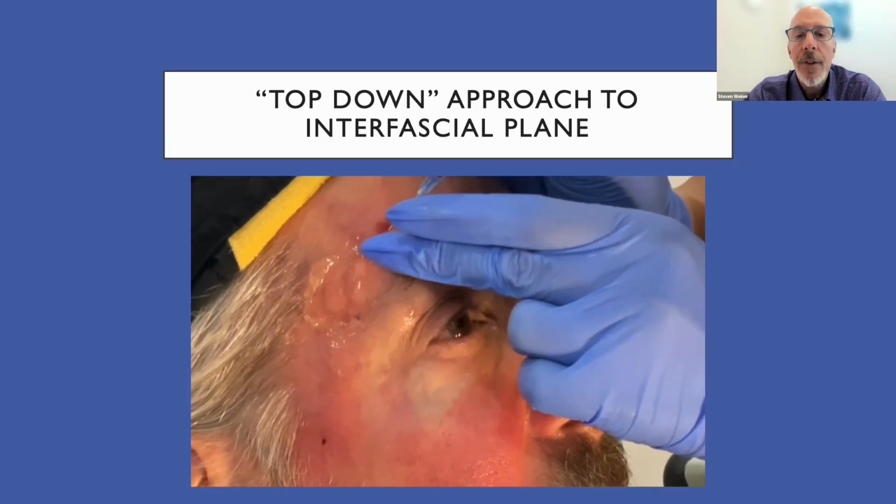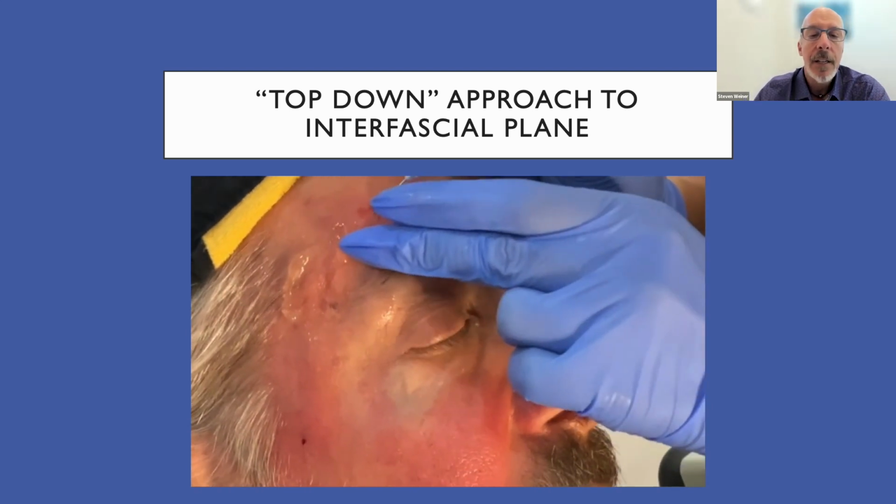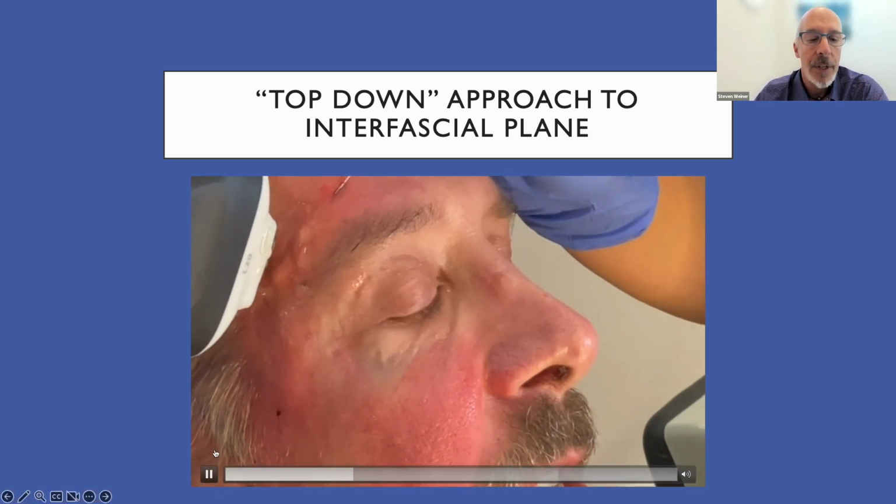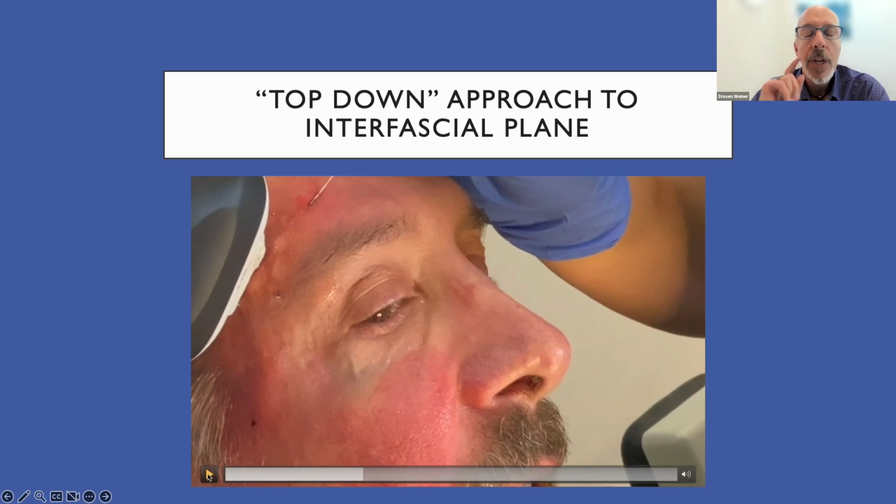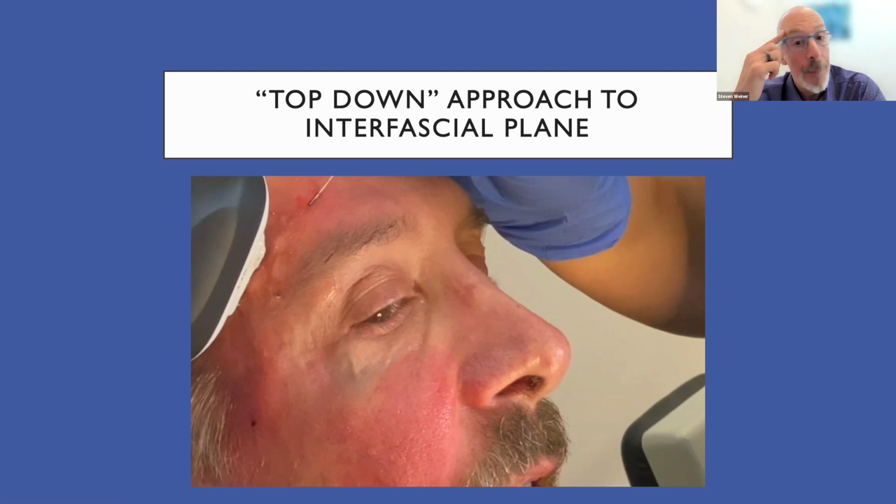So this is a way that you can get into the interfascial plane. And let me just explain this. I'll put it on pause for a second. So what you do is you go and you feel the temporal crest. And that's the little ridge here. That's where the temple meets the forehead. You go a little bit medial to that, 5 to 10 millimeters medial, and you make your pilot hole. You then go down to the periosteum. Now, the periosteum of the forehead is contiguous with that deep temporal fascia. So if you're running along the deep temporal fascia, you're going to automatically be in that interfascial plane.